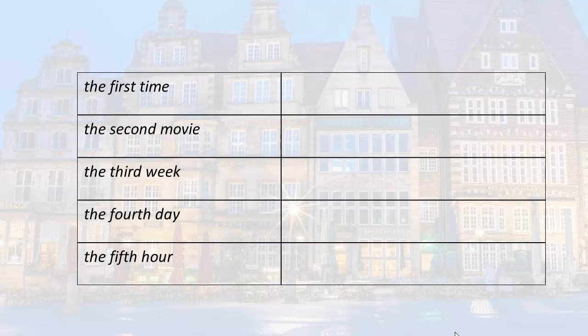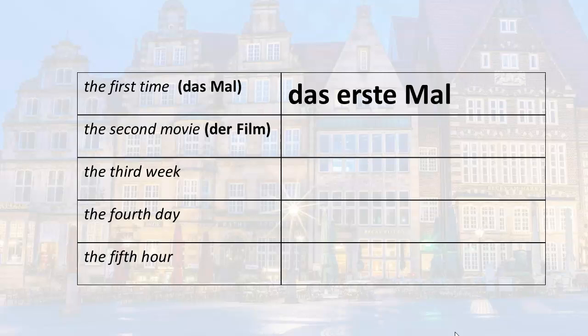Let's look at a few examples of ordinal numbers with nouns. If I want to say something in German like the first time, so the word for time is das Mal. So all you have to do is add your ordinal number. And we have das erste Mal. Das erste Mal, the first time. The second movie. Movie is der Film. So I would have der zweite Film, the second film.